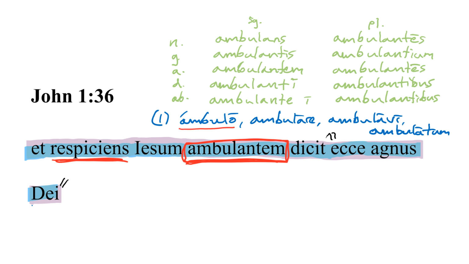Ambulo, first person singular, present active indicative. Ambulare, present active infinitive. Ambulavi, first person singular, perfect active indicative. And ambulatum, the supine. You'll also see in some books ambulatus instead, the perfect passive participle instead of the supine, not just for this verb, but for any verb.